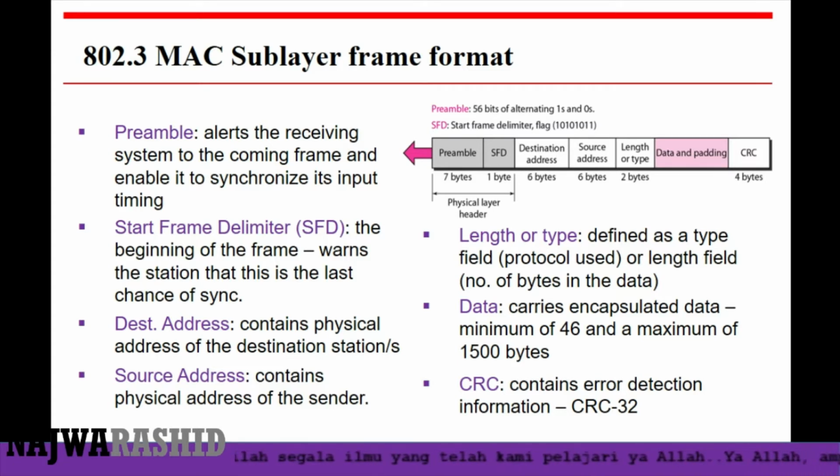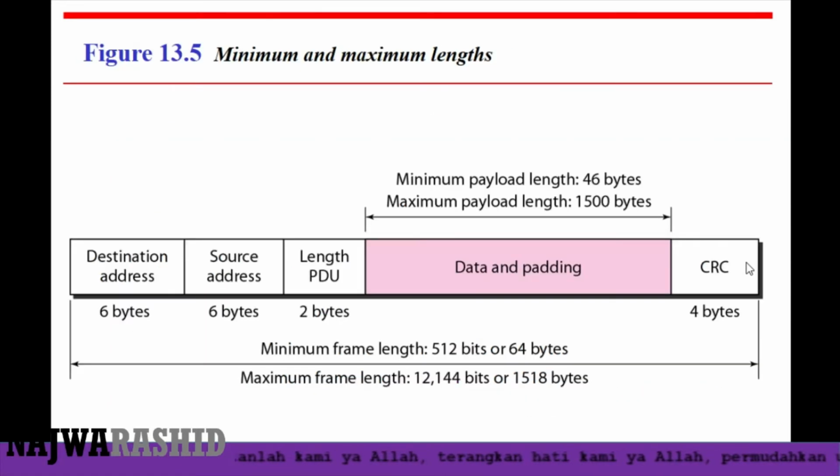And then we have the source address, which contains the physical address of the sender side. And then followed by the length. This one is the type of protocol being used for the transmission. And then we have the data, carried encapsulated under the data and padding here. The minimum size of data and padding is 46 and the maximum is 1500 bytes. And then followed by the CRC, which is 4 bytes in size. This one is referred to as CRC 32.